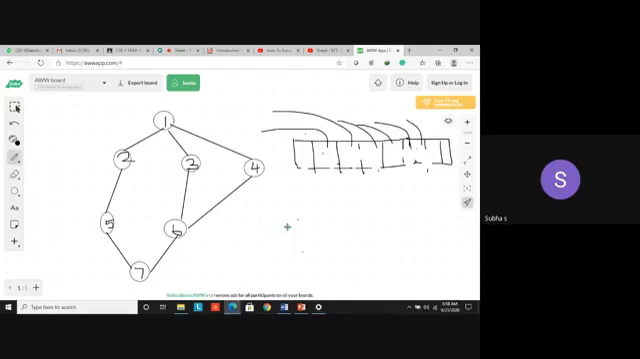You are enqueuing the element. While dequeuing, what you have to do? You have to put its adjacency vertices. This is mainly used for finding the shortest path. We'll see one video in the next class because it will take time to explain the concept itself.